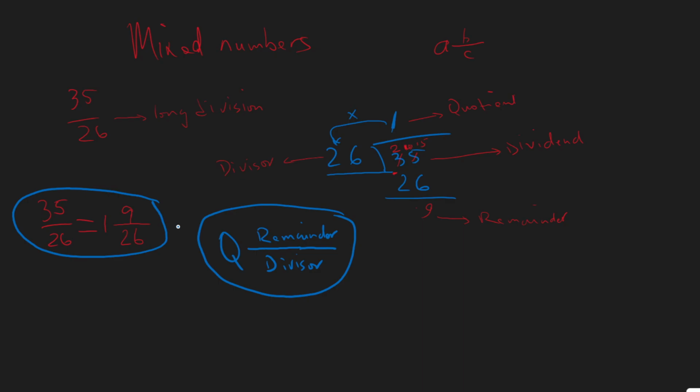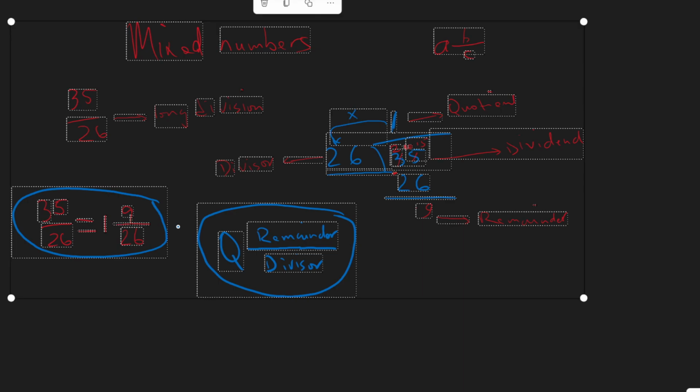Let's go and do another one. All right, let me give you something a little shorter. Convert this improper fraction, 11 over 3, to a mixed number.